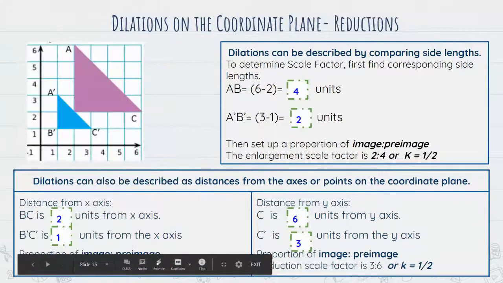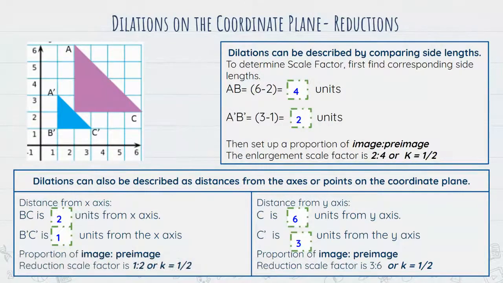All right, last slide. We're going to talk about our reductions. Dilations can be described by comparing side lengths. To determine scale factor, first find corresponding side lengths. So we're again going to look at AB and A prime B prime. Pay attention to your primes. AB is here. That is 4 units. A prime B prime is 2 units. So we've got image over pre-image. Our image is 2, our pre-image is 4, and that's equal to 1/2. Remember, your reductions are always going to be fractions.